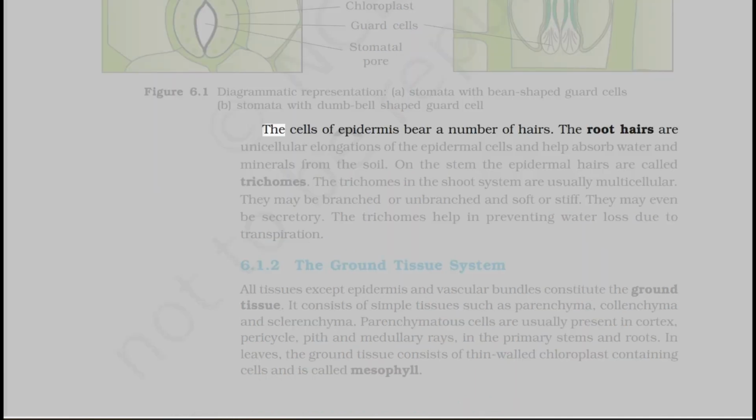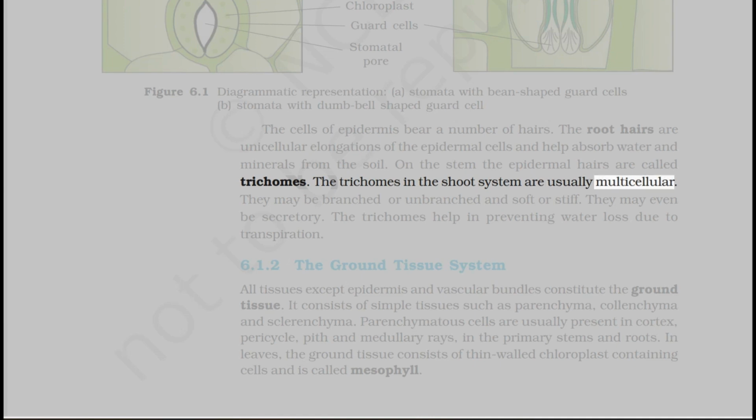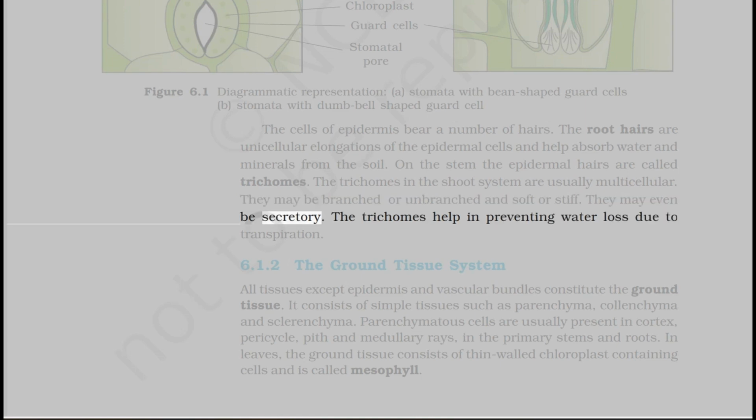chloroplast. The cells of epidermis bear a number of hairs. The root hairs are unicellular elongations of the epidermal cells and help absorb water and minerals from the soil. On the stem, the epidermal hairs are called trichomes. The trichomes in the shoot system are usually multicellular. They may be branched or unbranched and soft or stiff. They may even be secretory. The trichomes help in preventing water loss due to transpiration.